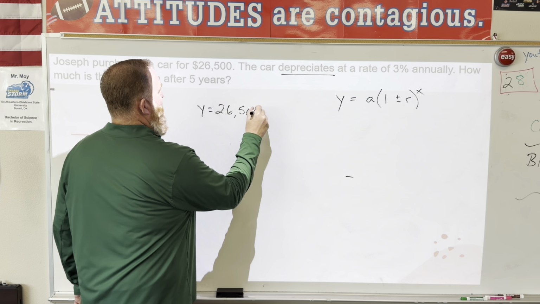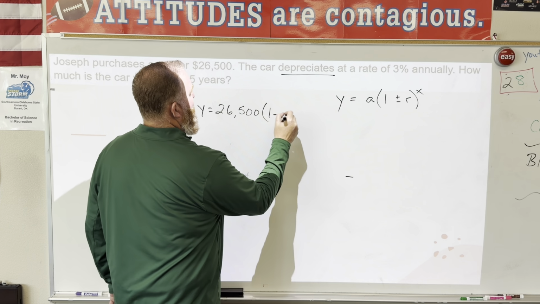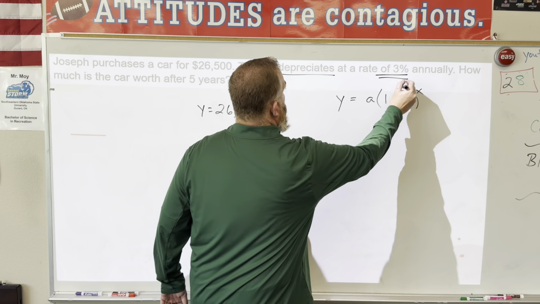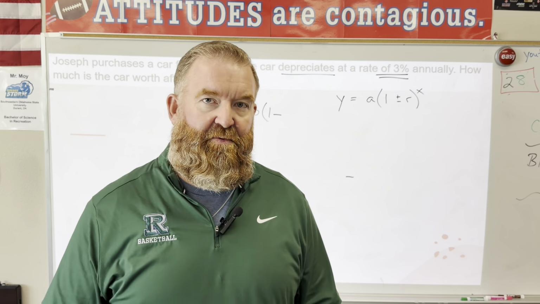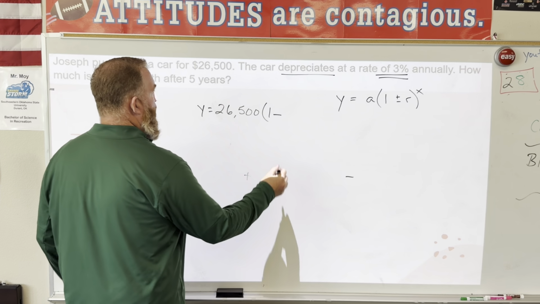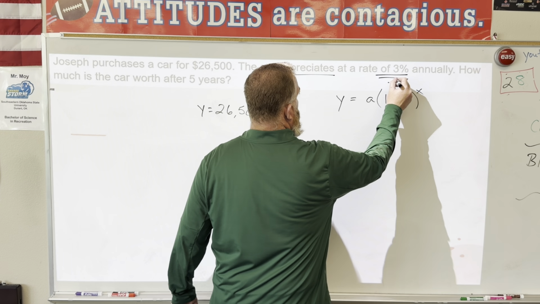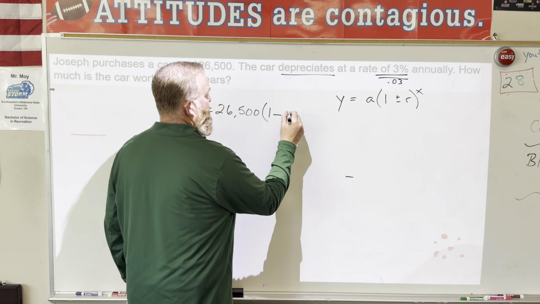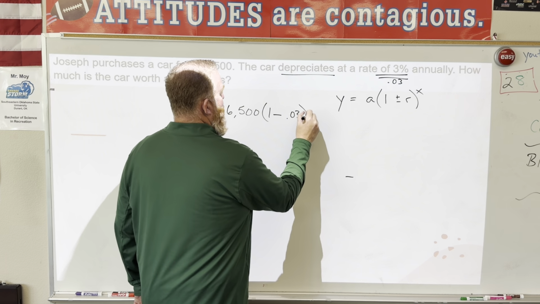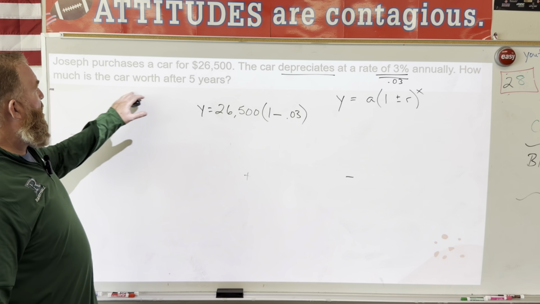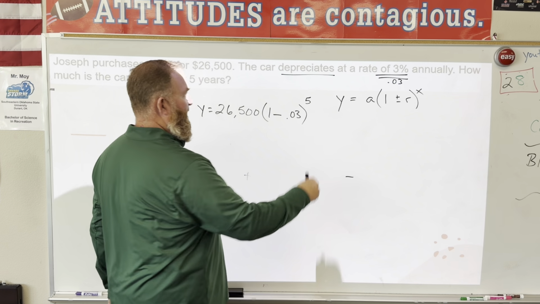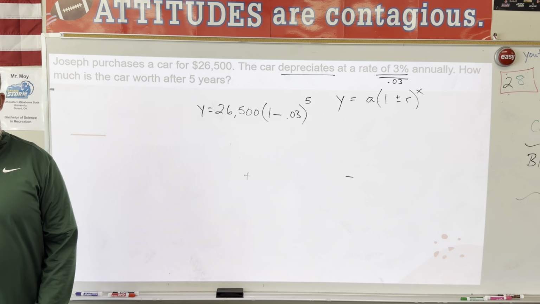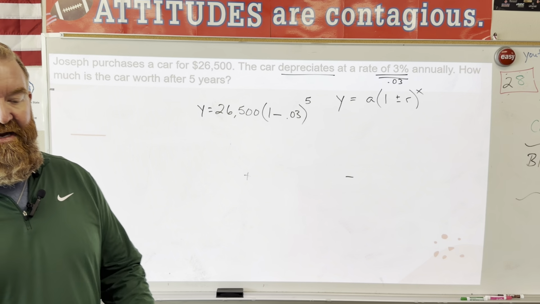26,500. And then I'm going to go 1 minus a rate of 3% annually. 3% as a decimal is 0.03. Remember, you move the decimal twice, so that would be 1 minus 0.03. And they want to know what the car is worth after 5 years. So all I'm going to do is take that 5 years and put it as an exponent. That's really all it is.